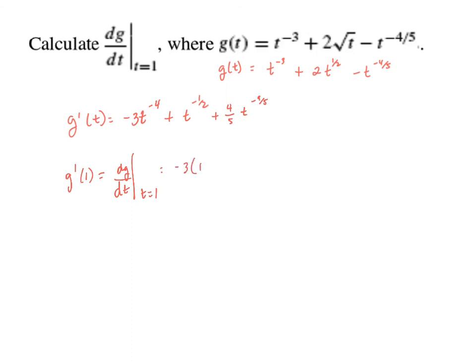So -3 times 1 to the -4th, plus 1 to the -1/2, plus 4/5 times 1 to the -9/5. So we have -3 plus 1 plus 4/5. That's -15/5 plus 5/5 plus 4/5, which gives us -6/5.